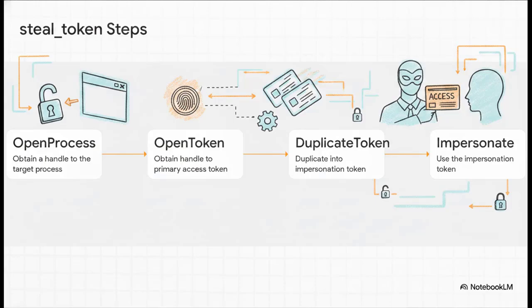Let's look under the hood of the absolute technical ground truth here. When an adversary types a command like steal_token, it isn't magic. It's exactly these 4 Windows APIs executed in sequence. First, OpenProcess, to get a handle on the victim's process. Second, OpenProcessToken, to grab a handle to their primary access token. Third, DuplicateToken to make a usable copy of it. And finally, ImpersonateLoggedOnUser to actually apply that VIP pass to the adversary's thread. It's just a highly structured native OS interaction.